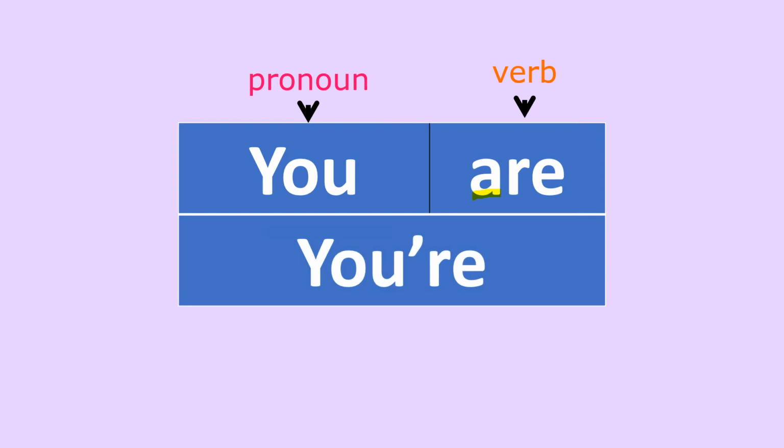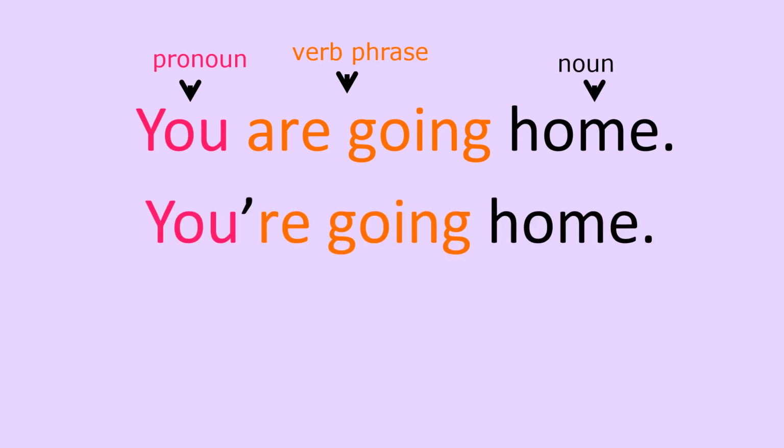Now, your sounds the same as another word. In this sentence, you are going home. We've got the pronoun, we've got a verb phrase, and we've got a noun. You are going home becomes you're going home when we use that contracted form. To check that it's the version using the apostrophe, we can say you are going home to ourselves when we read it. This is different from the other spelling of the word your.